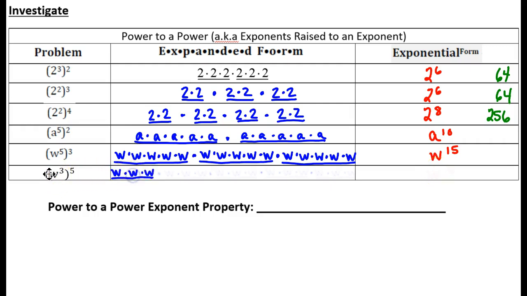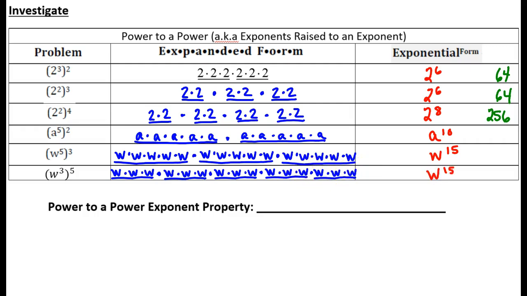So w to the 3rd power, and we're going to do it a total of 5 times. Times w to the 3rd power, times w to the 3rd power, times w to the 3rd power, times w to the 3rd power. So I have 1, 2, 3, 4, 5 sets. 1, 2, 3, 4, 5, 6, 7, 8, 9, 10, 11, 12, 13, 14, 15 for w to the 15th power.